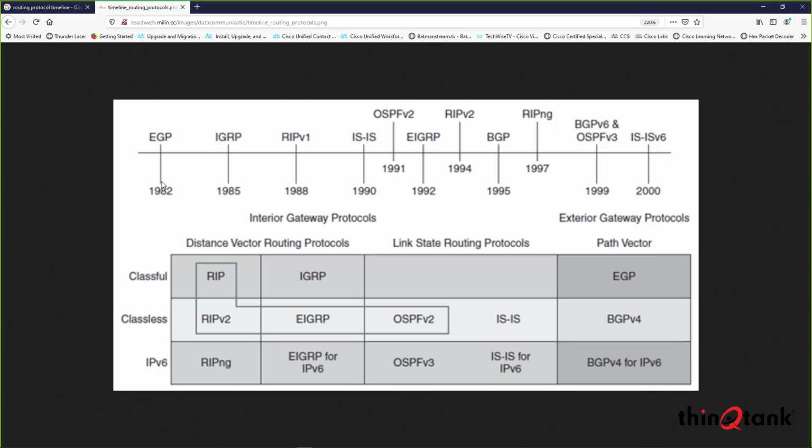This is what we refer to as classful routing. Classful routing means it's a bad thing. It means the routing protocols didn't understand subnet masking. In the 90s, they got away from that.